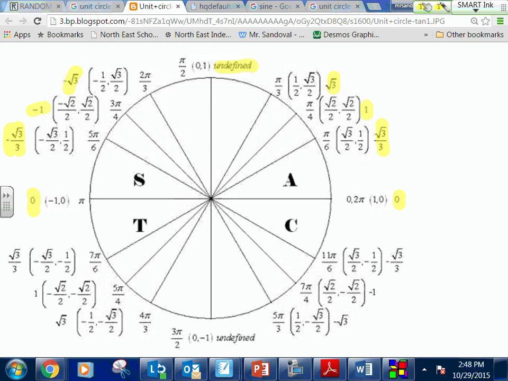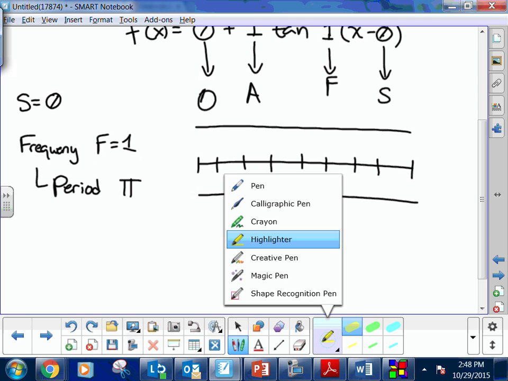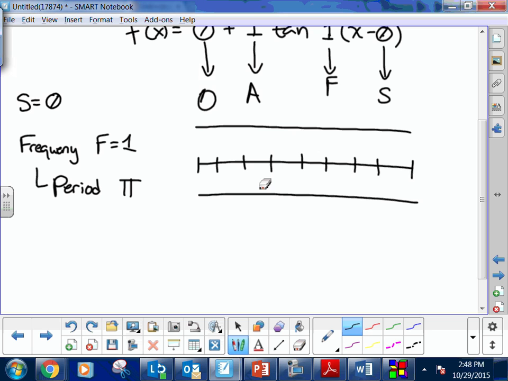Which means that it affects the graph, and that's the reason why I wanted to ask it. I wanted to highlight the point that with the period you have to do pi over f and not 2 pi over f, which means it would be pi over 1, which means it's just pi. Okay, lovely. Now the scaling.